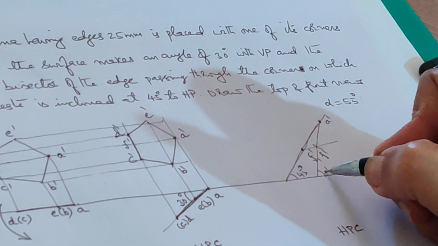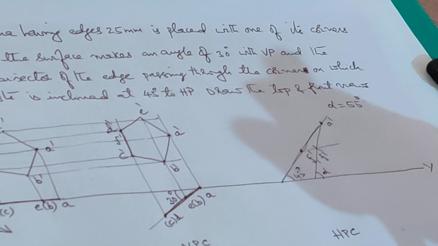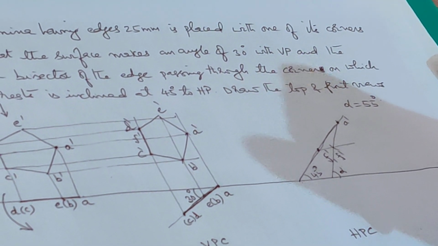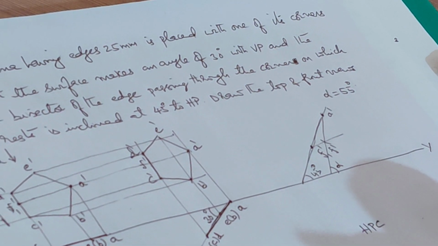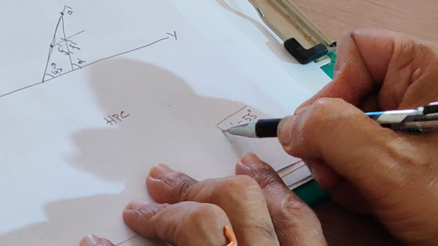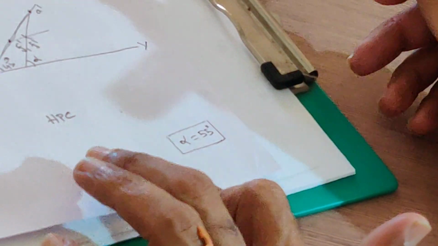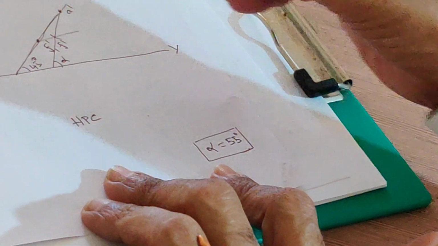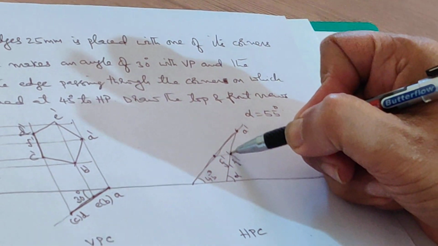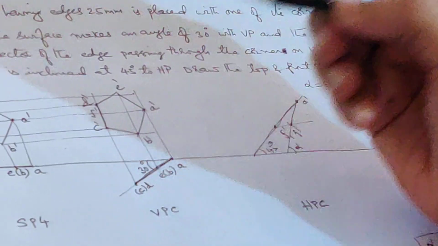This is called alpha, because in the front view we call it alpha. In the top view we call the apparent angle beta. So the alpha you must get as 55 degrees. I am writing it down here. You can check this angle should come to 55 degrees. Done. So now this is the top view of the perpendicular bisector, which should coincide with this.